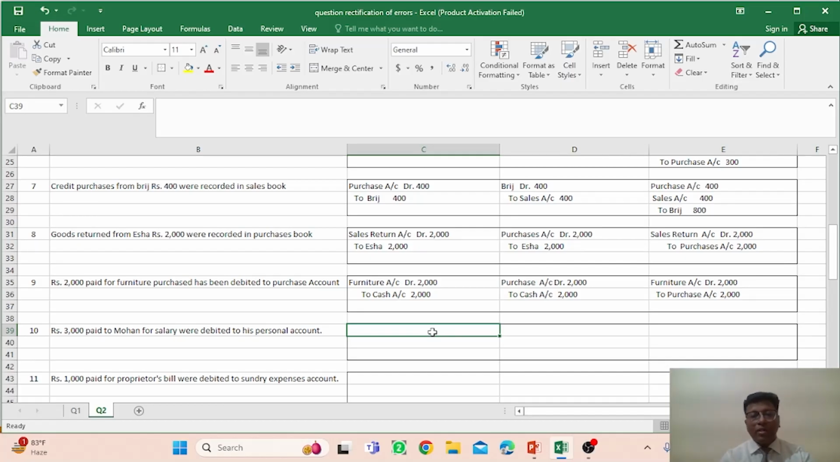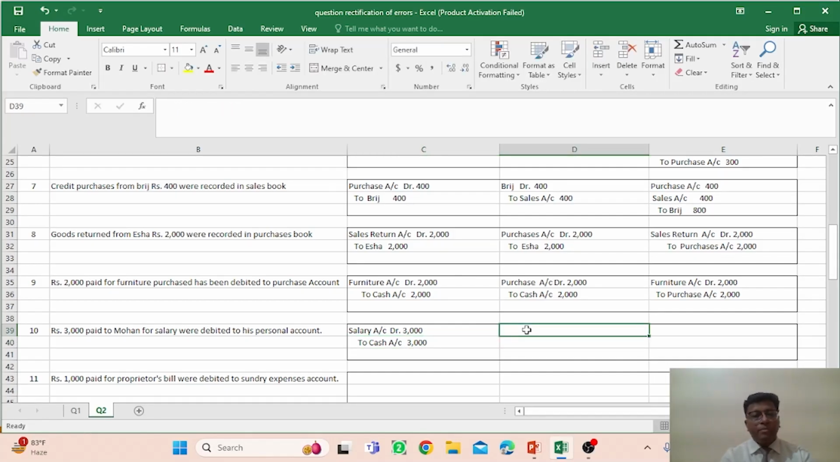So what correct entry should be made? The correct entry was that salary was debited, as rupees 3000 were paid to Mohan for salary. You are paying the amount to Mohan for salary, so salary was the expense, and it should be mentioned there: salary account debit by rupees 3000 and to cash account rupees 3000.